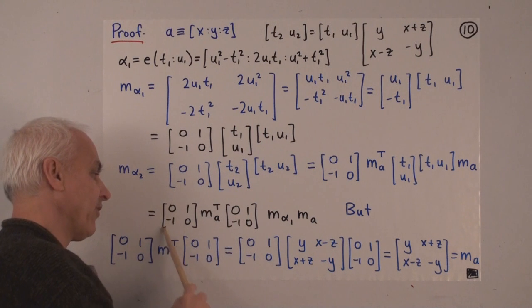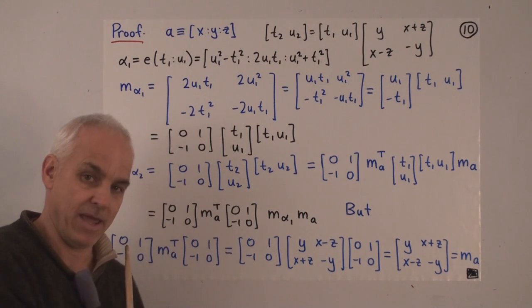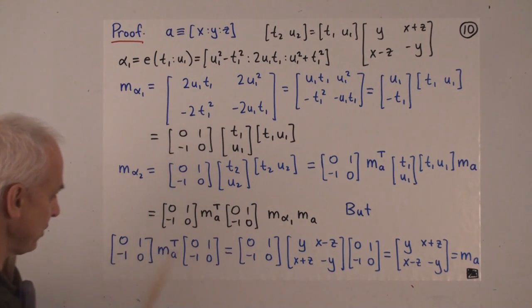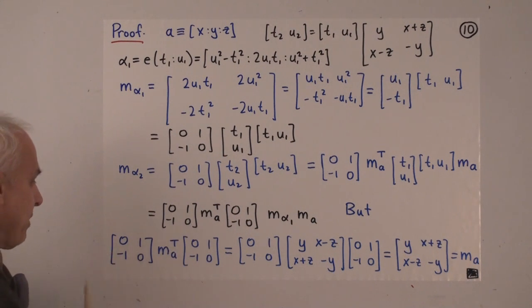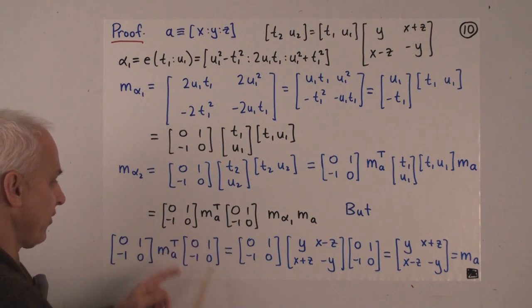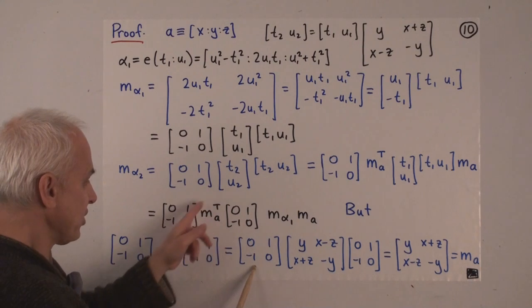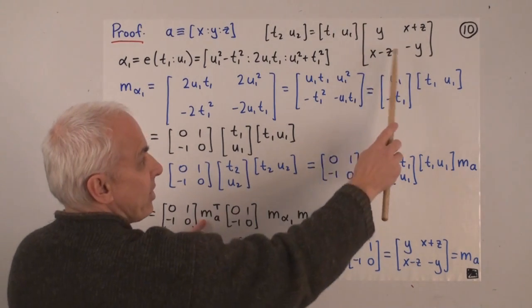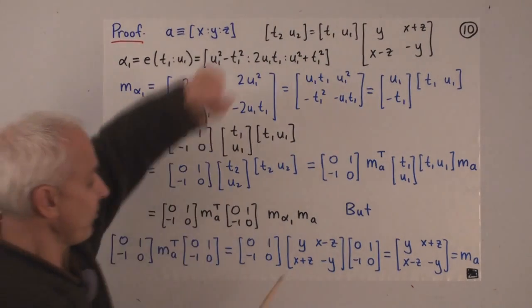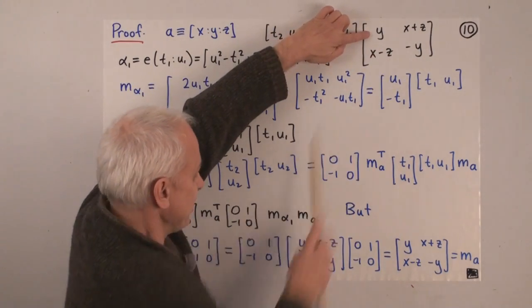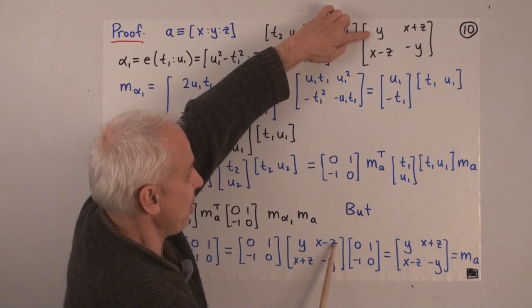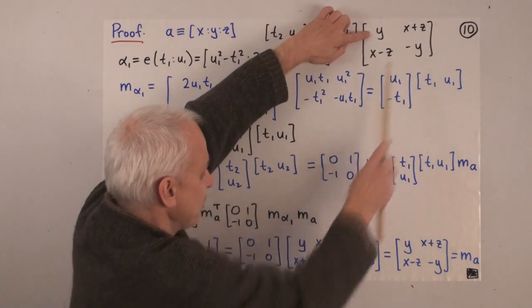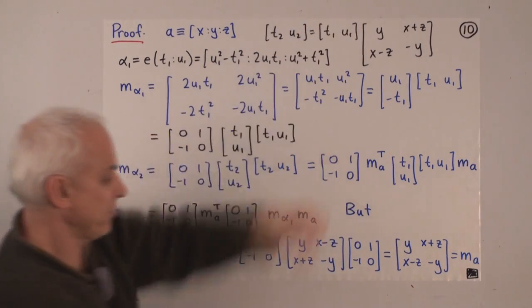We want to convince ourselves that this actually is equal to MA. So we just do the computation. There's that matrix. This thing here is the transpose of MA, which is what? Take this matrix here and we interchange the rows and columns. So y, x, minus z becomes y, x, minus z going along the row. And x plus z, minus y goes to x plus z, minus y there.